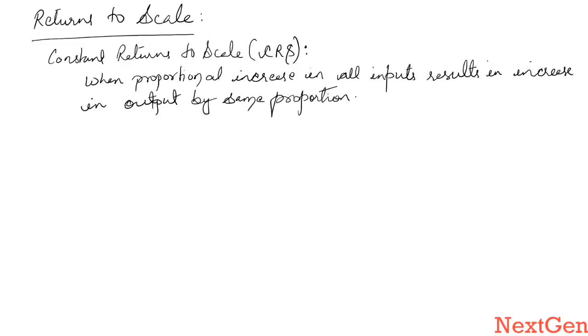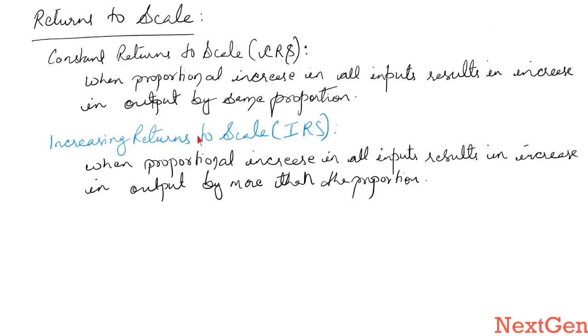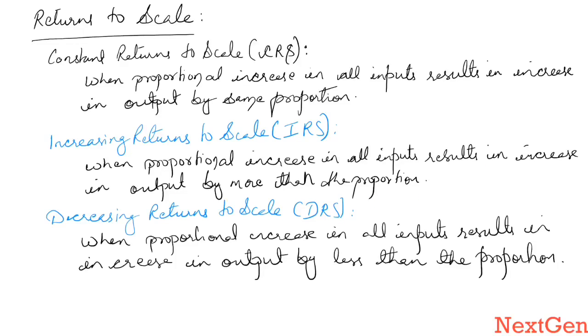Now returns to scale. Constant returns to scale states that when a proportional increase in all inputs results in an increase in output by the same proportion. Increasing returns to scale, IRS, states that when a proportional increase in all inputs results in an increase in output by more than the proportion. Decreasing returns to scale, DRS, states that when a proportional increase in all inputs results in an increase in output by less than the proportion.